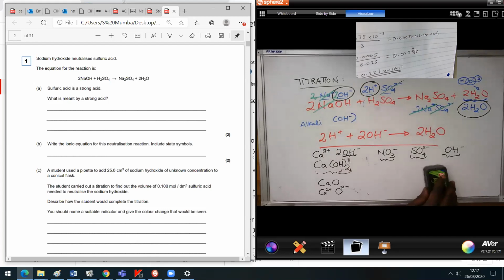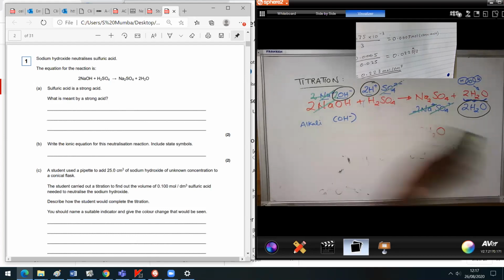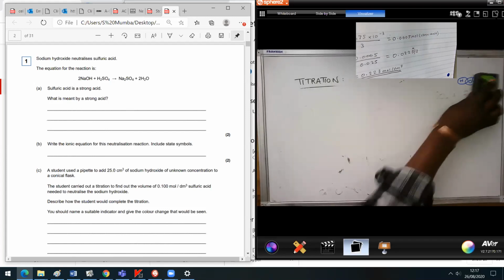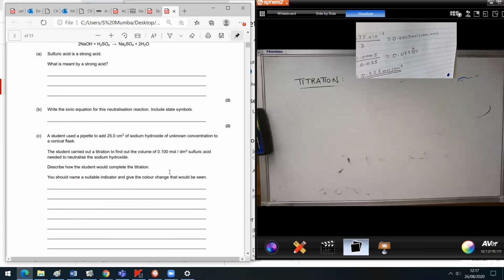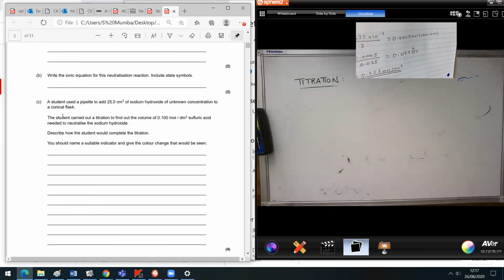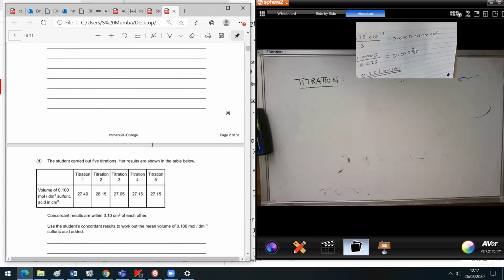Okay, great stuff. Next part says: a student uses a pipette to add 25 cm3 of sodium hydroxide of unknown concentration to a conical flask. The student carried out a titration to find the volume of 0.1 mol/dm3 sulfuric acid needed to neutralize the sodium hydroxide. Describe how the student would complete the titration. You should name a suitable indicator and give the color change that would be seen.